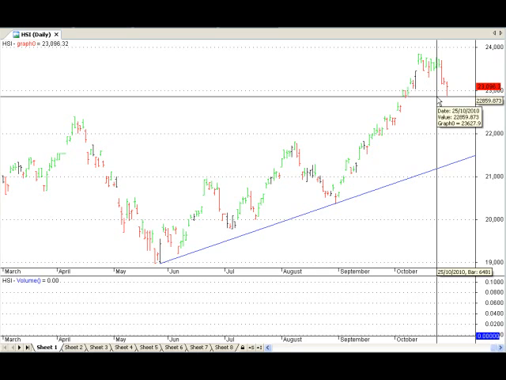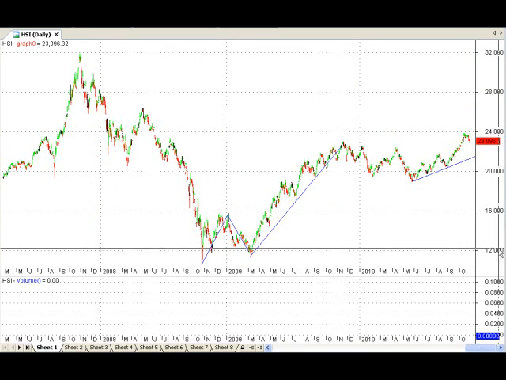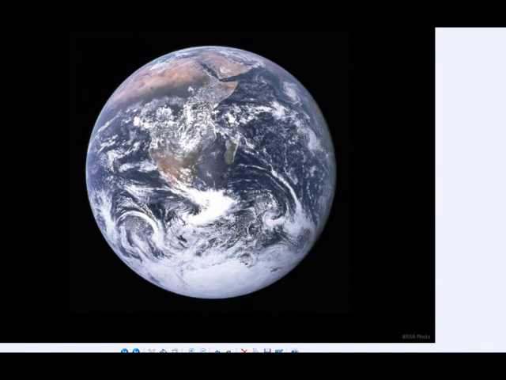So I hope this has helped on the Hang Seng. That's in Asia. We've looked at all around the world as well. There's the world as well. That's what we're looking at, but we're just looking at it from a chartist point of view.